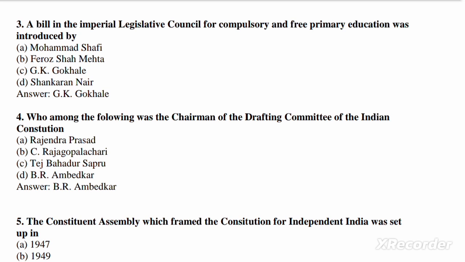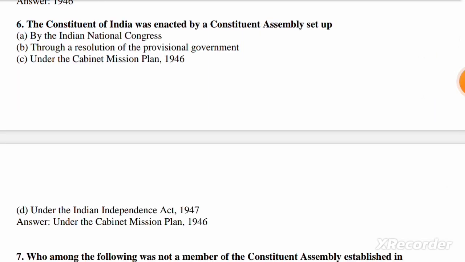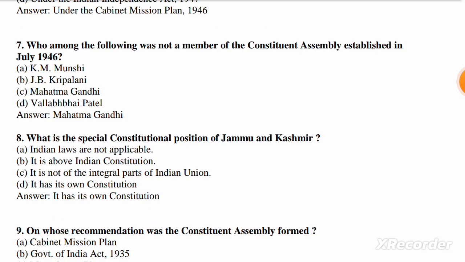Gopal Krishna Gokhale. 4. Who among the following was the chairman of the drafting committee of the Indian Constitution? Answer: B.R. Ambedkar. 5. The Constituent Assembly which framed the Constitution for Independent India was set up in 1946. 6. The Constitution of India was enacted by a Constituent Assembly set up under the Cabinet Mission Plan 1946. 7. Who among the following was not a member of the Constituent Assembly established in July 1946?